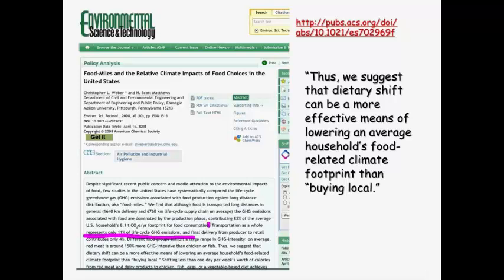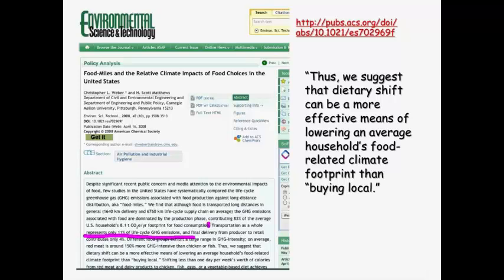And they found that transportation is a relatively small part, and that it's the energy put into growing the food and harvesting the food and even cooking the food, or certainly processing the food, is much greater. And so one of the conclusions that Weber and Matthews write is that we suggest that a dietary shift can be a more effective means of lowering an average household's food-related climate footprint than buying local.